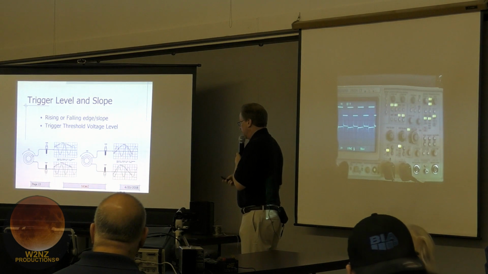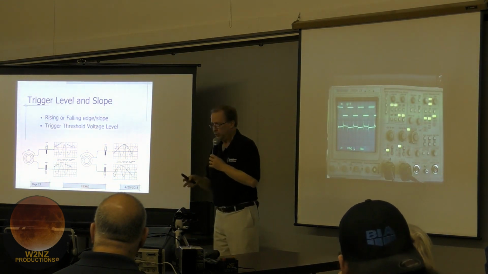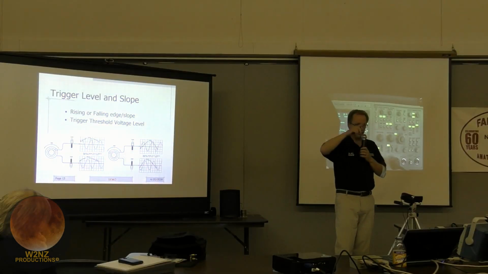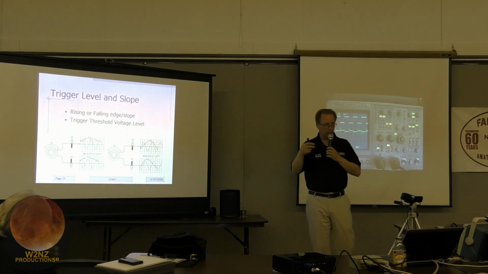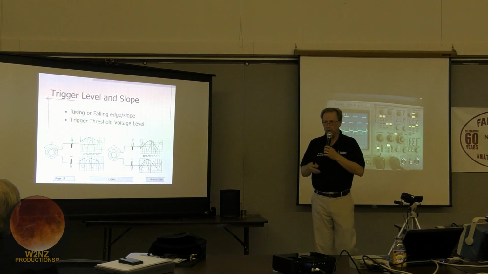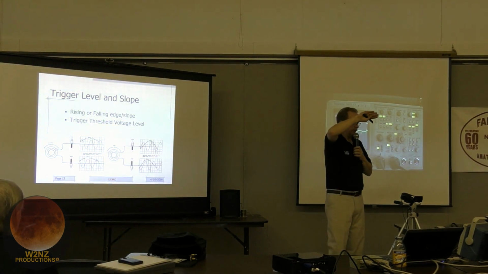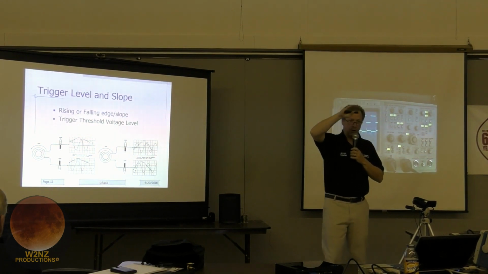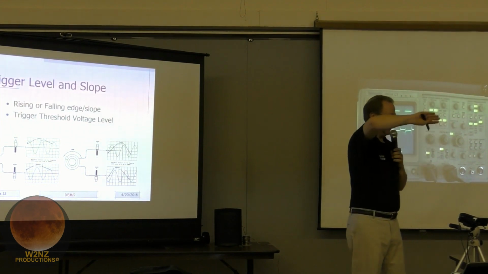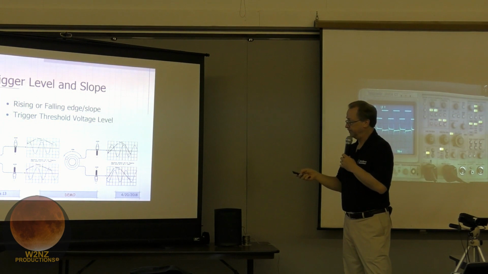So some of the more important controls for triggering are level and slope. Most times, we're looking at some kind of a waveform on the screen. It could be a sine wave, an audio signal, a square wave, or a clock on a microprocessor or data or something like that. We usually want to trigger when that voltage crosses through some threshold, either rising up through it or falling down through it. So whether we trigger on a rising edge of a signal or a falling edge of a signal is determined by the trigger slope.